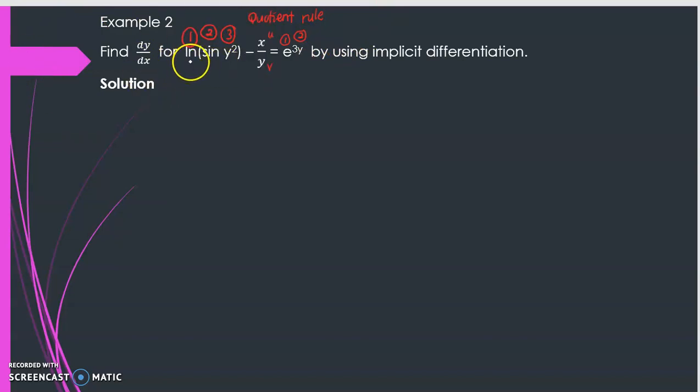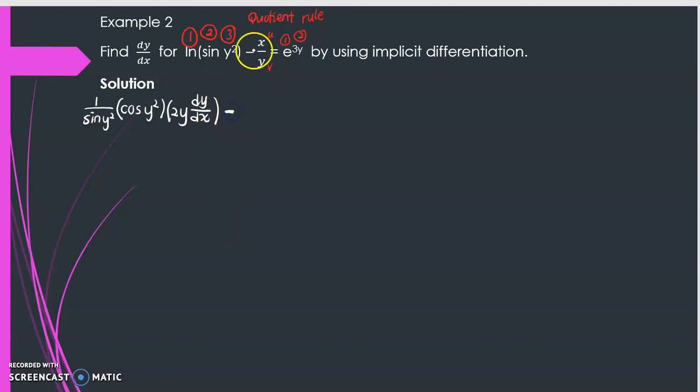So for the first part, first I differentiate ln, I should get 1 over sin y². So we have to rewrite the second and third part. Second, we will differentiate sine. So I should get cos, let's put a bracket, y². This is the second part. Finally, third, I differentiate y squared. So I should get 2y. Don't forget the dy/dx.